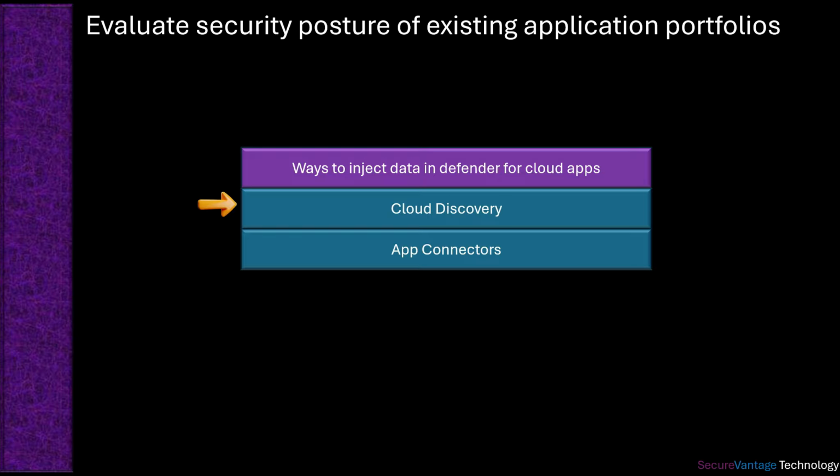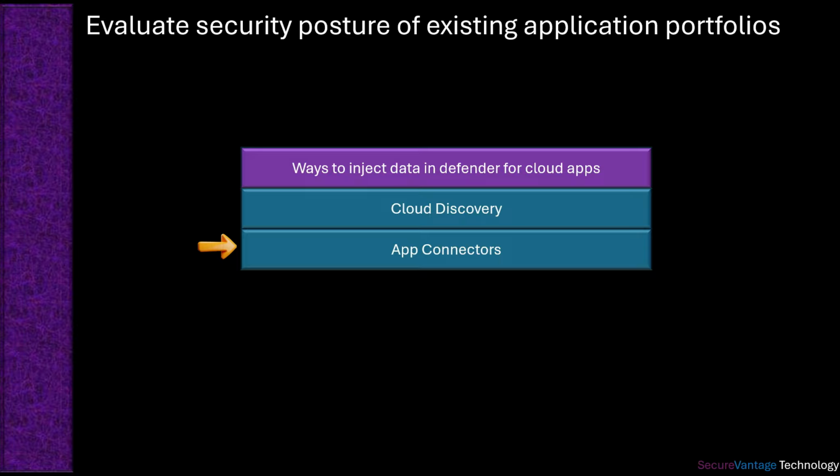First one is Cloud Discovery. Cloud Discovery uses your traffic logs to dynamically discover and analyze the cloud apps that your organization is using. To create a snapshot report of your organization's cloud use, you can manually upload log files from your firewall or proxies for analysis. Or for setting up a continuous report, use Defender for Cloud Apps log collectors to periodically forward your logs.